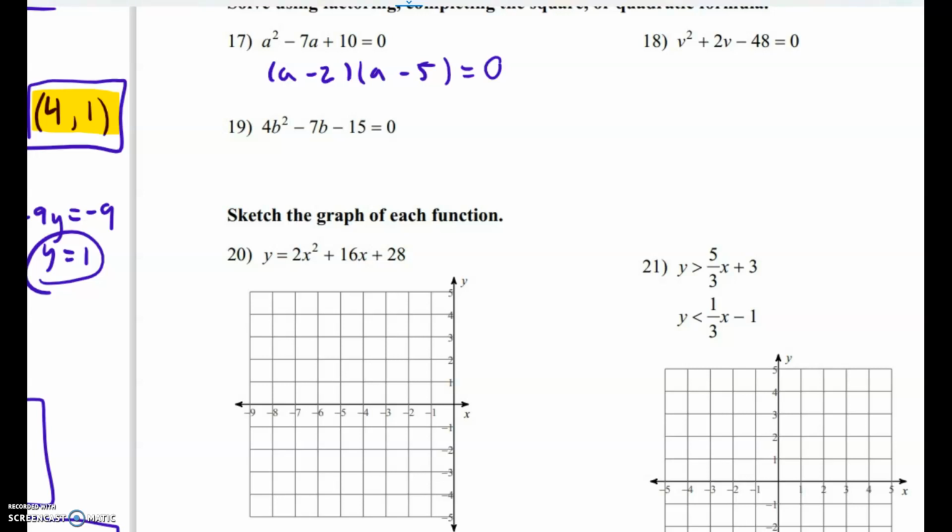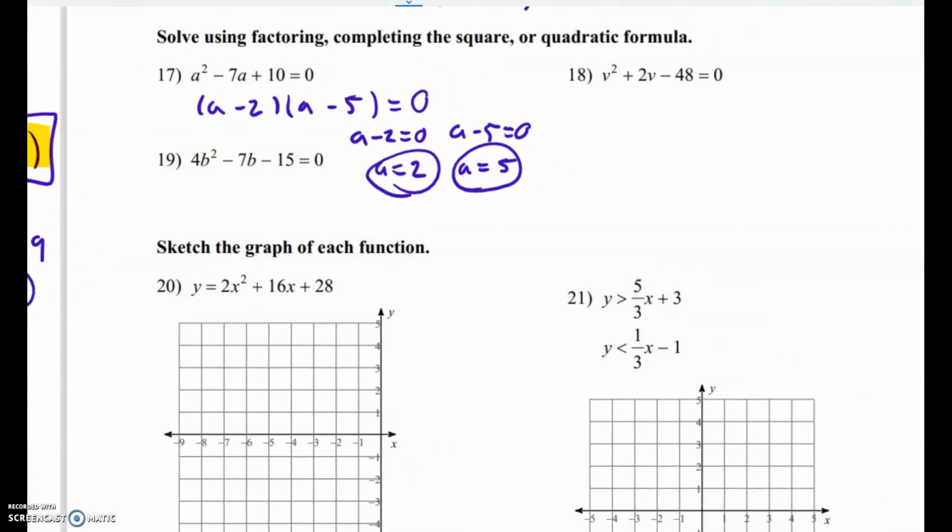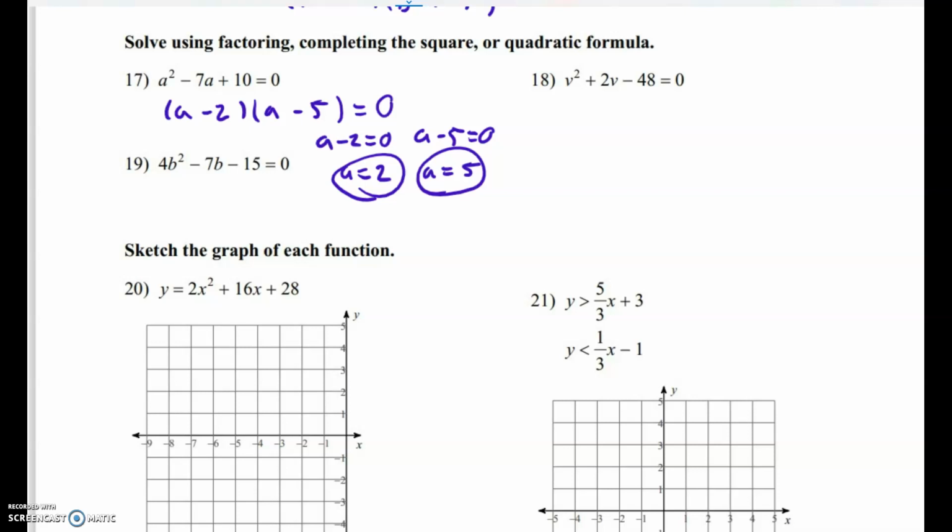So what we do is we take each parenthesis and set it equal to 0. So a minus 2 equals 0, and a minus 5 equals 0. If I add the 2 over, I get a equals 2. If I add the 5 over, I get a equals 5. So the solutions for this problem are 2 and 5. That's where it crossed the x-axis.